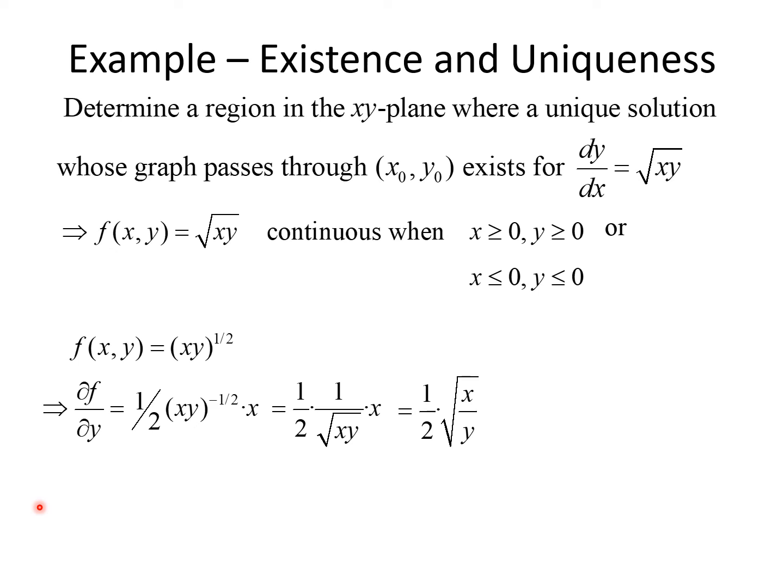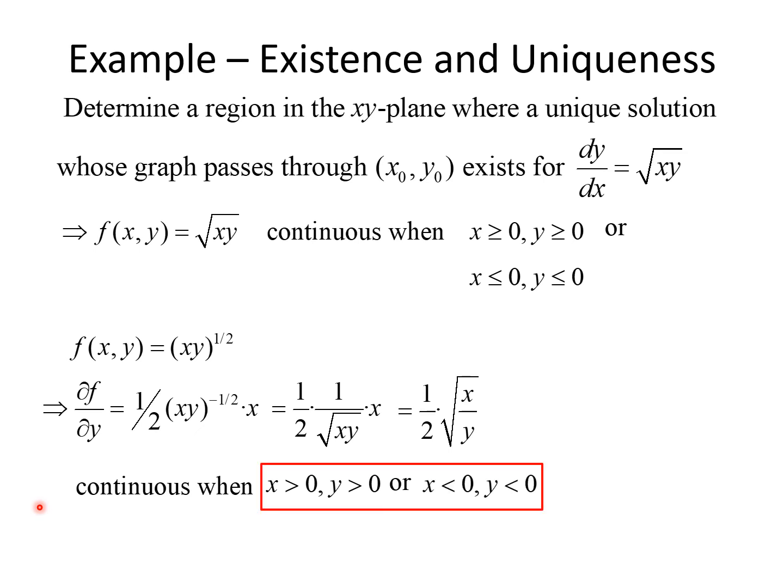And then again, we can figure out the continuity. This will be continuous when x is greater than 0 and y is greater than 0, or when x is less than 0 and y is less than 0. All right, this is a little bit more strict than the function f. Notice we don't have the equals signs, and that's because we divided by xy right here. So with that xy being in the denominator, that means neither x nor y can be 0.